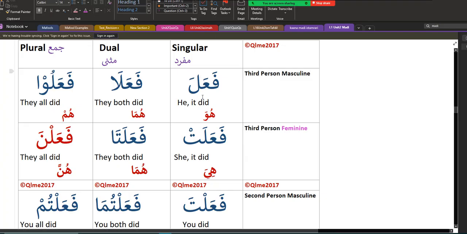So fa'ala is, you know that huwa is hidden inside it. Okay, fa'ala, he did. Fa'ala, they both did. Fa'alu, they all did. Can you all repeat after me? Fa'ala, fa'ala, fa'alu.